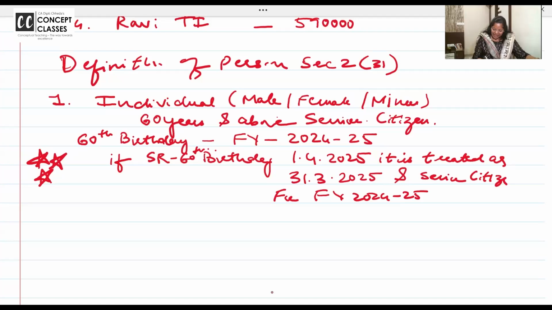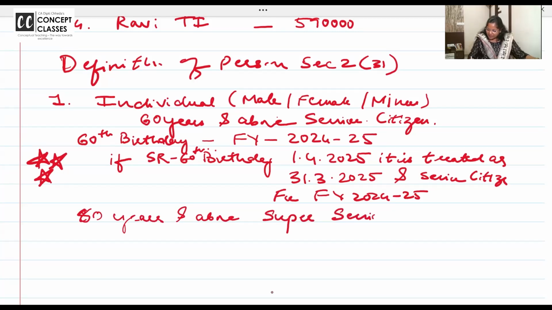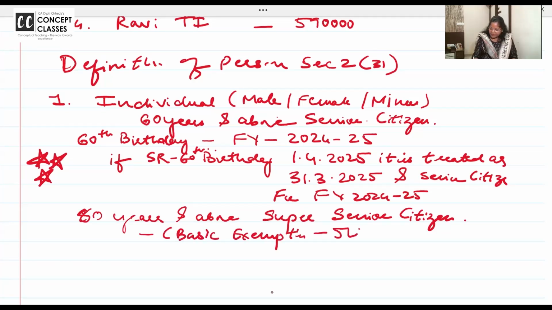Now look, if 80 years and above, 80 years and above are called as what? Super senior citizen. 80 years and above are called what? Super senior citizen. They get basic exemption of 5 lakh.